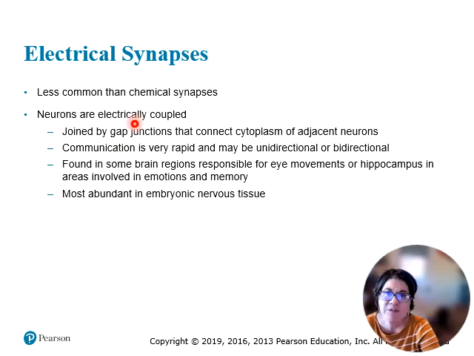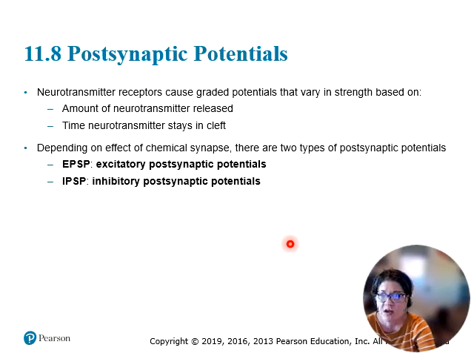There's other types of chemical synapses too. There's electrically coupled ones where there isn't really a gap and the cells are right close to each other. That can be a lot faster communication. It can go both ways sometimes. So this is found in eye movements, hippocampus, embryonic nerve tissue. So those are some exceptions, but most of them work like what we just saw.